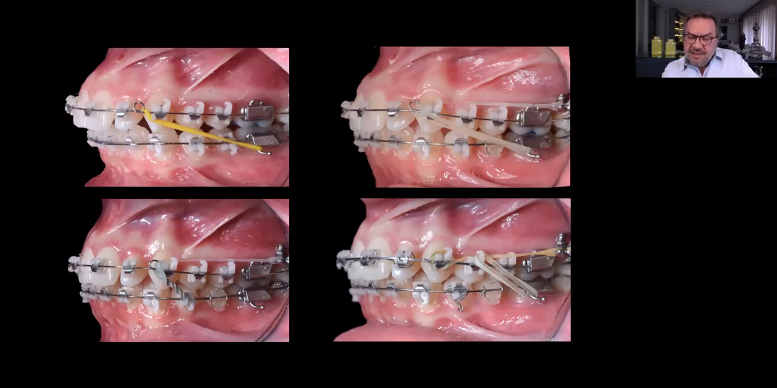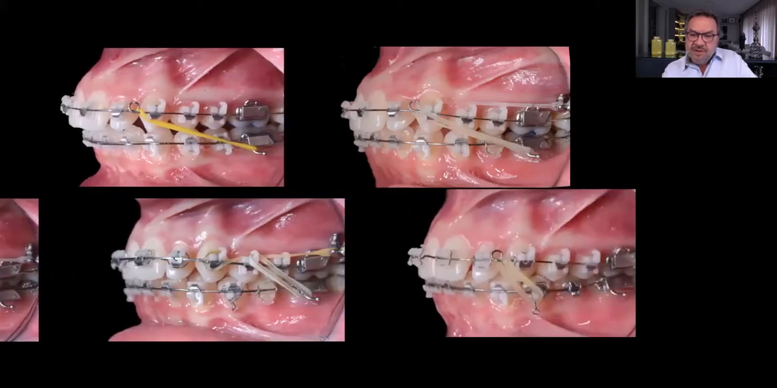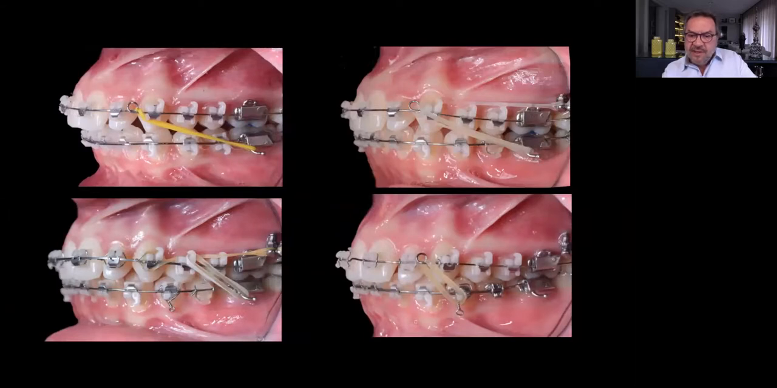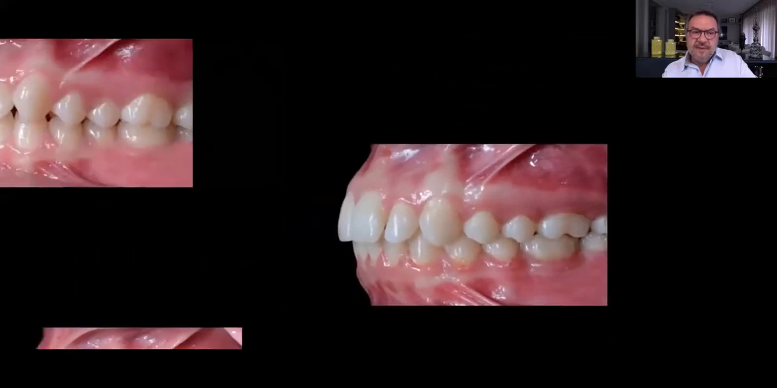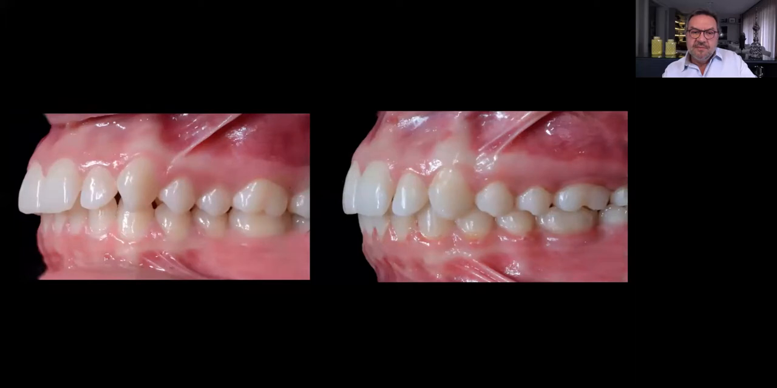So here we almost achieved class one relationship. And in this part I was wearing class two elastics in the premolar area to embrace the premolars. When the premolars were well embraced, we came back to the first premolar in the lower arch. Removed the E-links. I used to remove the E-links, but I did not remove the mini screw just to be sure that we would not have any bad results in the next month, a relapse. So finishing, before and after. Okay, just wearing mini screw.